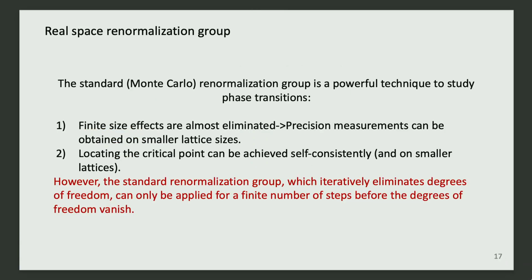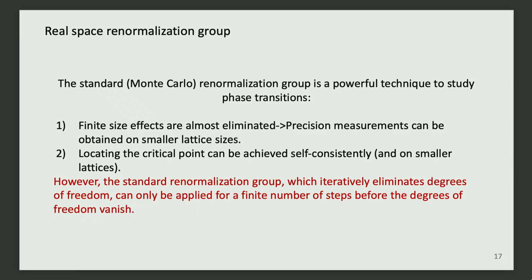So the standard Monte Carlo renormalization group method is actually a powerful technique to study phase transitions. The first reason is that finite size effects can almost be eliminated, which means that we can get accurate calculations on very small lattice sizes. And the way that we reduce finite size effects is by conducting the calculations on two systems of identical lattice size.